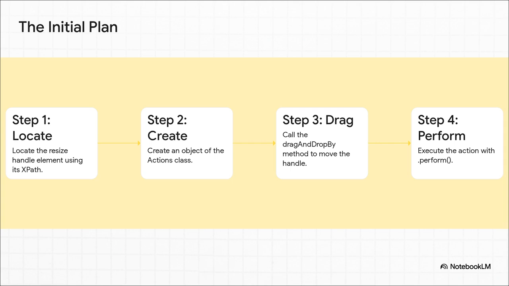Step 2, create a new action. Step 3, tell it to drag that handle by a specific number of pixels. And step 4, just hit perform. Simple, right? What could possibly go wrong?